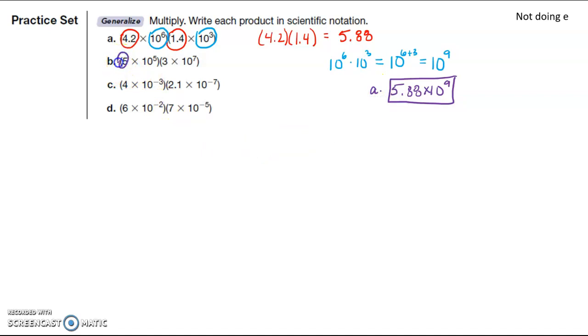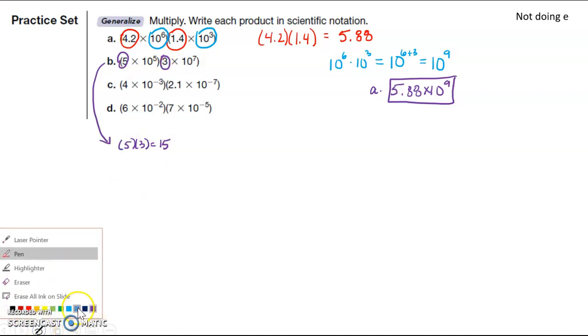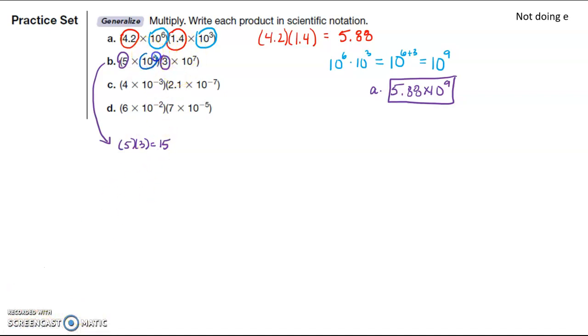All right, let's go ahead and do B. So I multiply 5 and 3. I'm going to bring this down here. So 5 times 3 is 15, and we're going to come back to that in a second. And then I'm going to multiply my tens. So I have 10 to the 5th times 10 to the 7th, which is 10 to the 5 plus 7, which is 10 to the 12th. So one would think my answer should be 15 times 10 to the 12th.